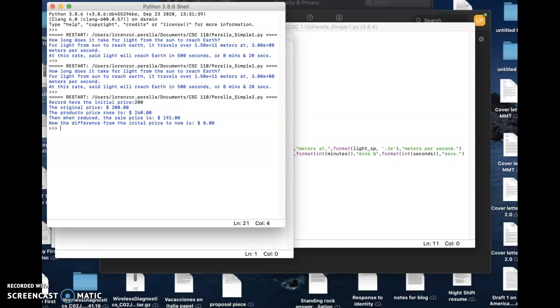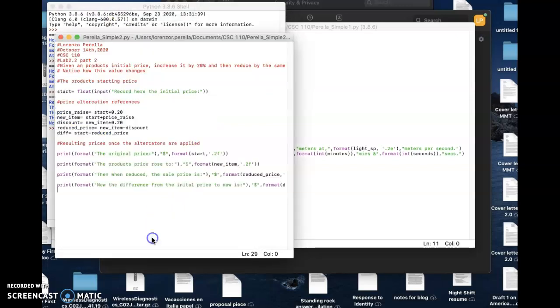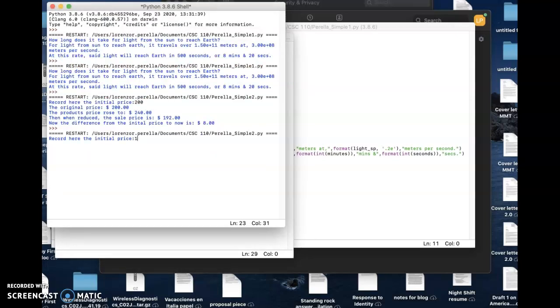Now to show how this works with something a little simpler, we can run the program again. And this time say $100. 20% of 100 is 20. 100 plus 20 is 120. And then 20% of 120, minus that from 120 is 96. And then what we have, the difference is $4. So we know this works.